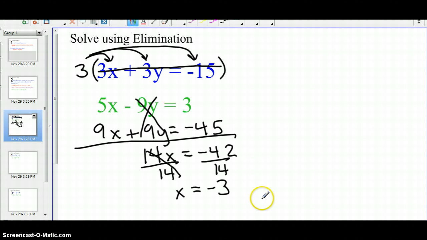Now I need to solve for my other variable, which is y. I can plug negative 3 into my original first equation, the second equation, or the equation that I changed. I'm just going to plug it back into the first equation. So 3 times negative 3. I'm plugging negative 3 in for x.